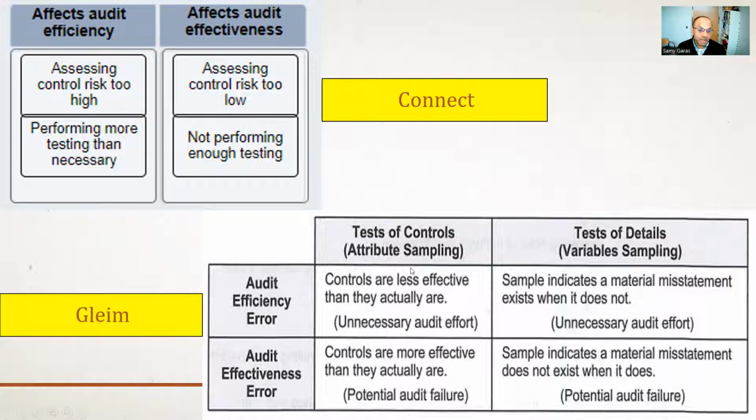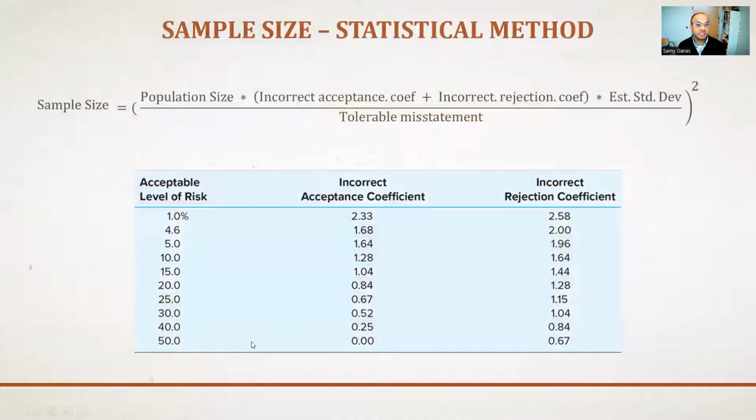But GLIME goes another step further, with the sample. If the sample indicates a material misstatement exists when it doesn't, this will affect the auditor's efficiency because the auditor has to spend more time. If the sample indicates a material misstatement doesn't exist, but in fact it does, this will affect the auditor's opinion. So please keep this in mind.